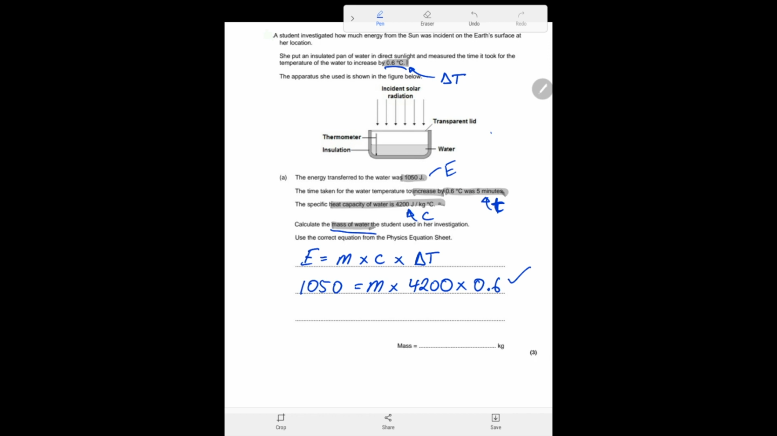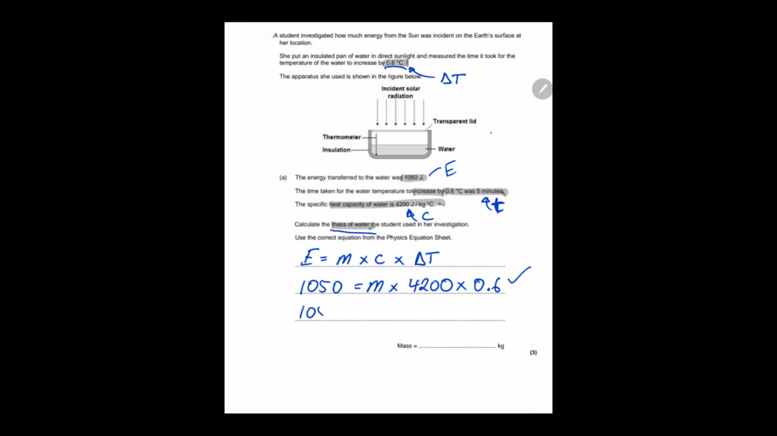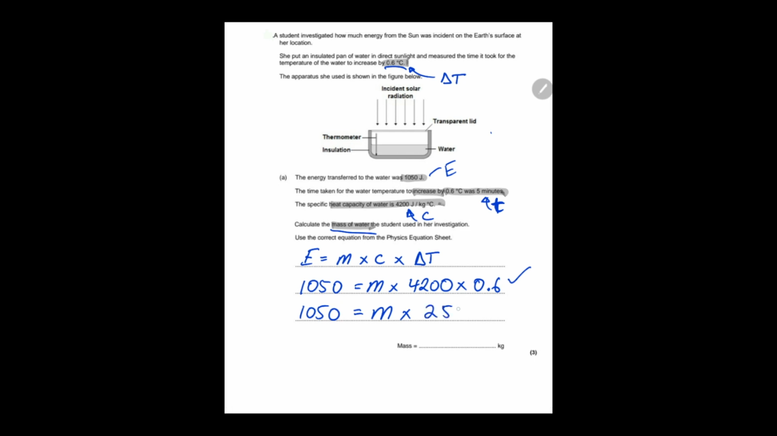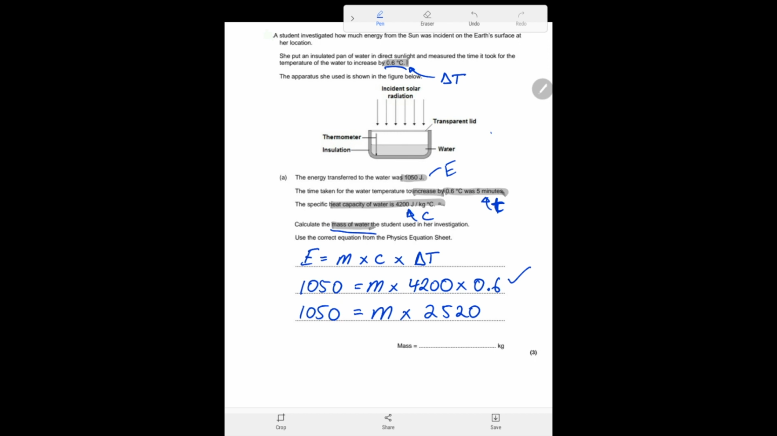I'm now going to simplify my formula to make it a bit easier for me to calculate. So I'm going to have 1050 here, I leave the m on its own, and in my calculator I'm going to do 4200 times 0.6, and I obtain 2520. I then want to work out what my mass is, so I need to take this multiply by 2520 to the other side so I have mass on its own.